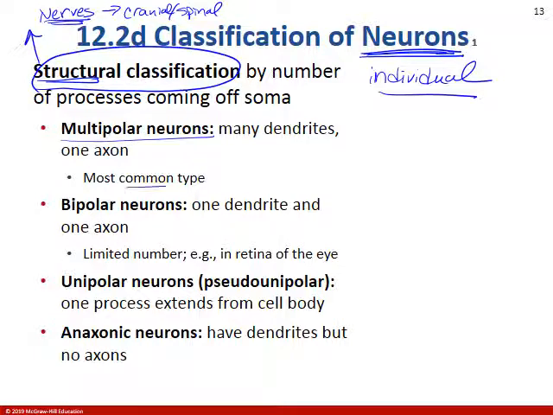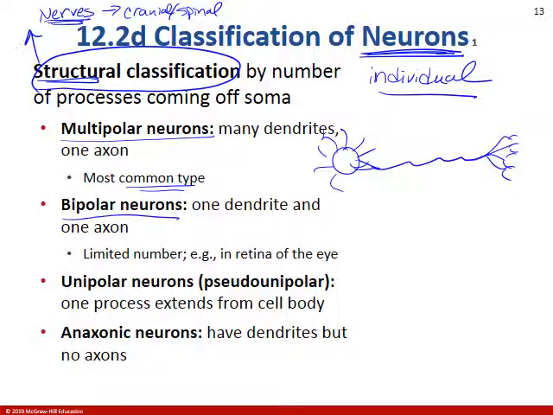So they can be multipolar. This is the most common. This is what we've seen. So we have a cell body, we have dendrites, we have an axon hillock, we have an axon terminal, and we have our little feet or synaptic knobs, right? So that's the one we've been looking at.